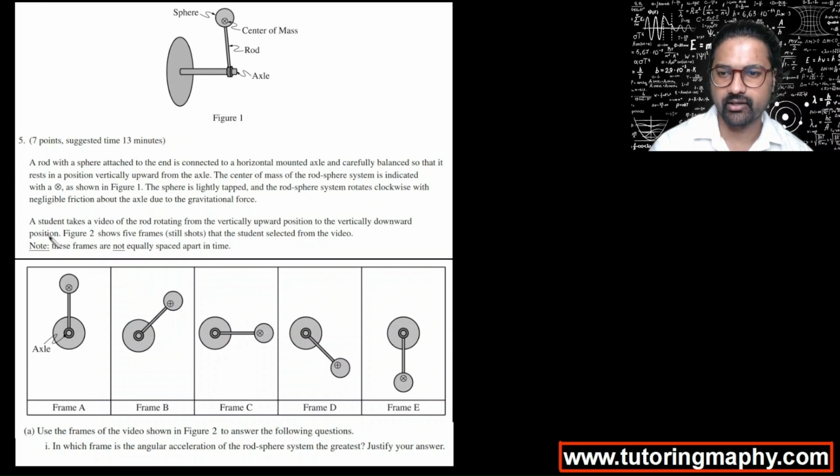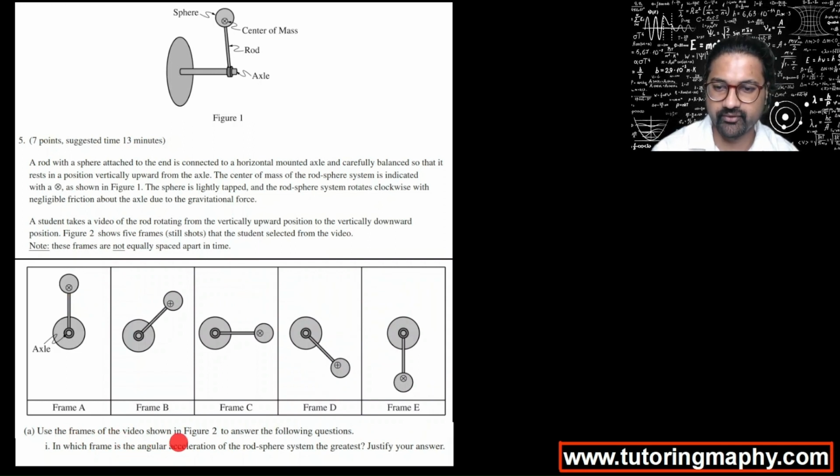All right. A student takes a video of the rod rotating from the vertically upward position to the vertically downward position, while Figure 2 shows 5 frames, still shots that the student selected from the video. So, the student made a video and took some stills at 5 different positions. These frames are not equally spaced apart in time. So, these are the 5 scenarios.